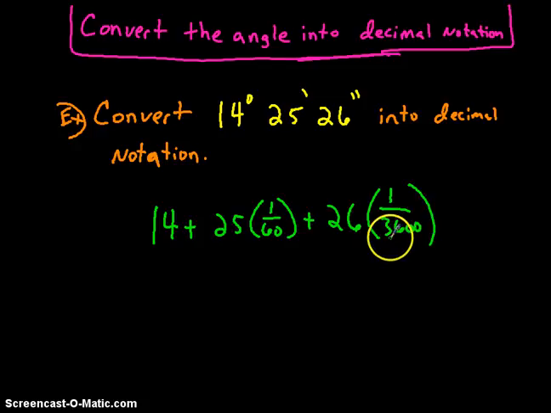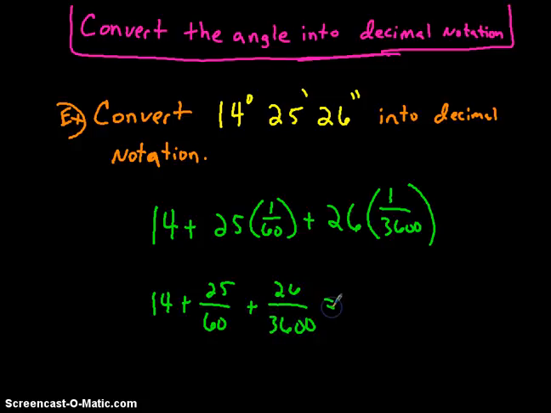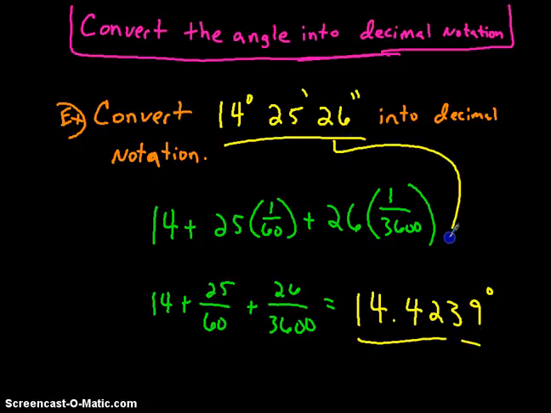And really, 3,600 is the same thing as 60 squared. So if you want to calculate 1 divided by 60 squared, that would be the same thing. When you actually do that, you plug it in as 14 plus 25/60 plus 26 over 3,600. And the answer should be 14.4239 degrees. We generally stop at 4 decimal places. There may be more numbers after the 9, but generally 4 decimal places is good enough, so that's where I would stop. So this is what this in degrees, minutes, and seconds would be in decimal form.